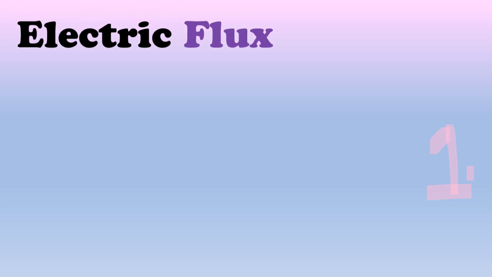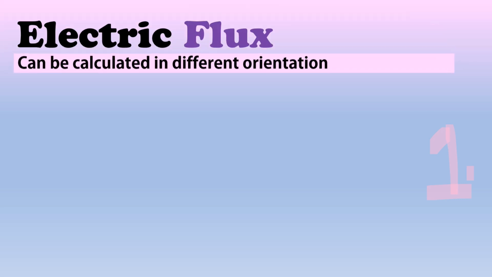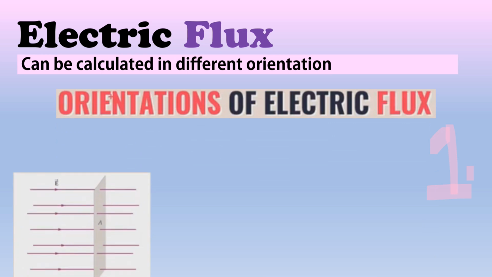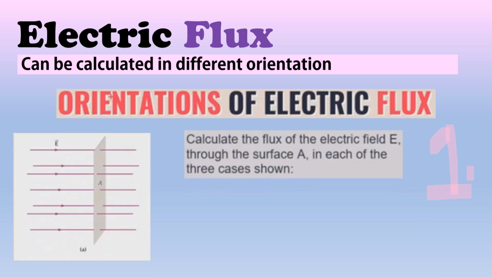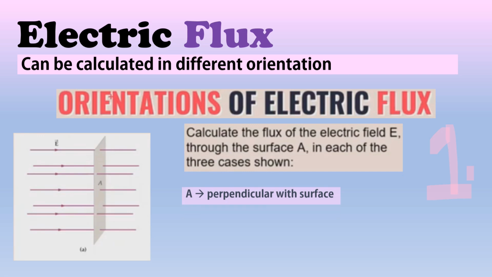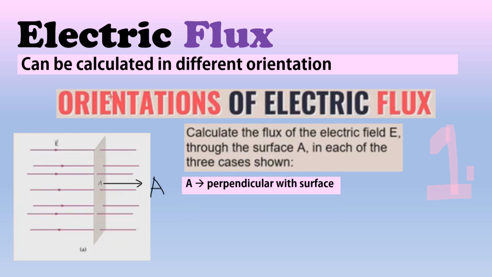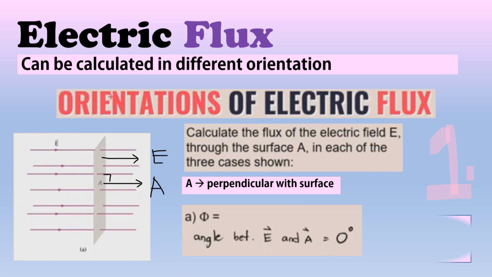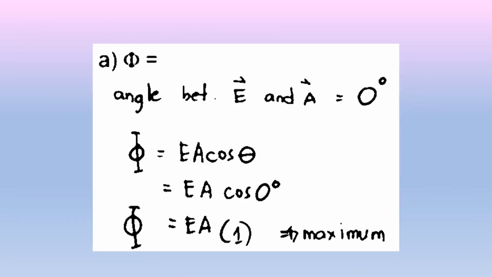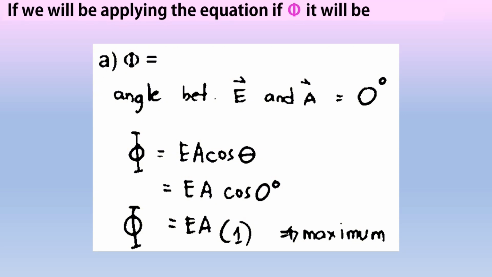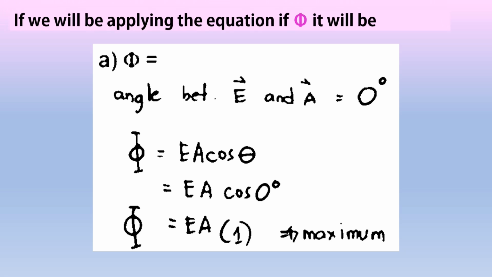Electric flux can be calculated in different orientations. Here's the first orientation. Calculate the flux of the electric field through the surface area in each of the three cases shown. In this orientation, the surface area is perpendicular to the electric field. The angle between E and A is equal to 0 degrees because they are both along the x-axis. So, applying the equation of electric flux, it will be E times A times cos 0 degrees, which is equal to 1. 1 is the maximum.